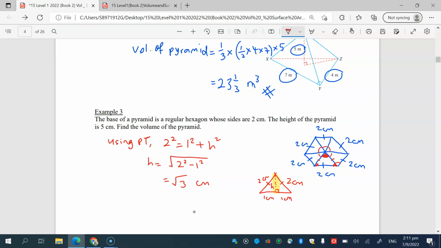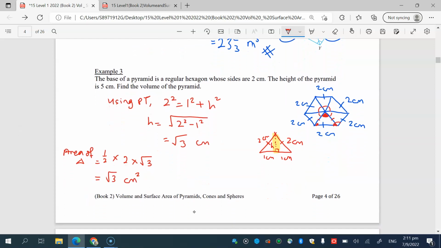Okay, so once I have the height, I can find the area of one triangle. Area of triangle is half times base times height. The base is 2 and the height is root 3. So it is just root 3 cm squared. That's the area of one triangle. But I have 6 of these triangles in a hexagon. So the area of the hexagonal base is 6 times root 3 cm squared.